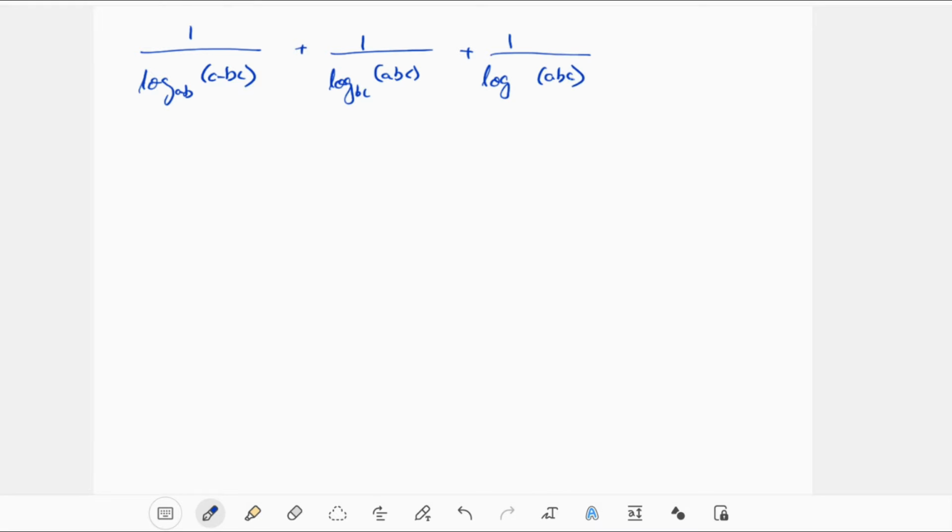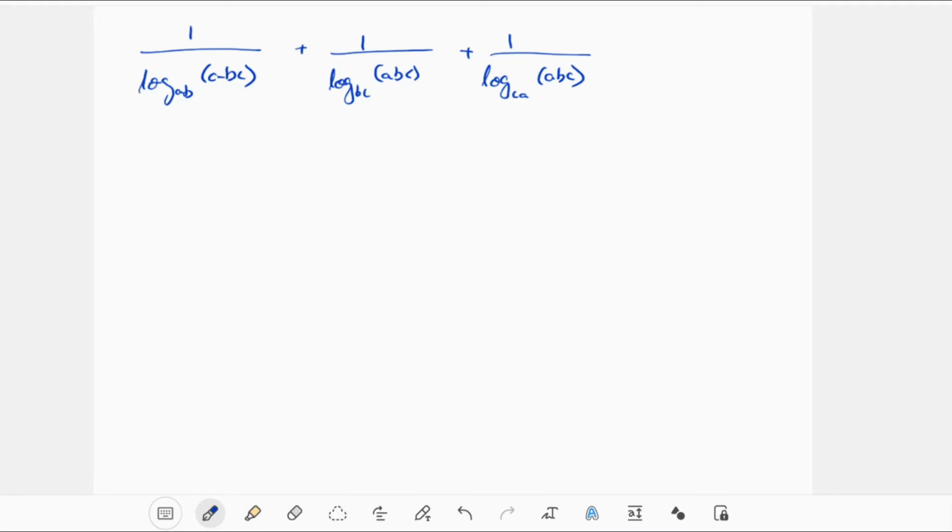Okay. The first question that we have been given is 1 divided by log of ABC to the base AB, plus 1 divided by log of ABC again, but this time to the base BC, plus 1 divided by log of, once again, ABC to the base of CA. This is what we have been asked to solve.